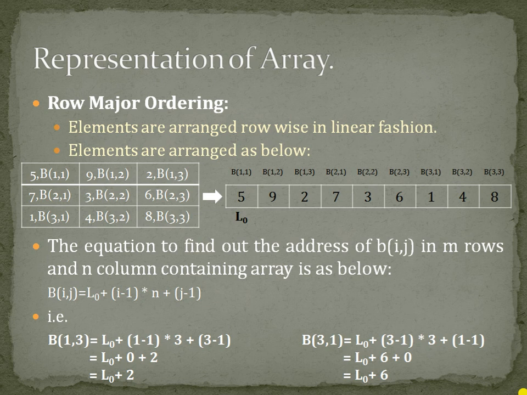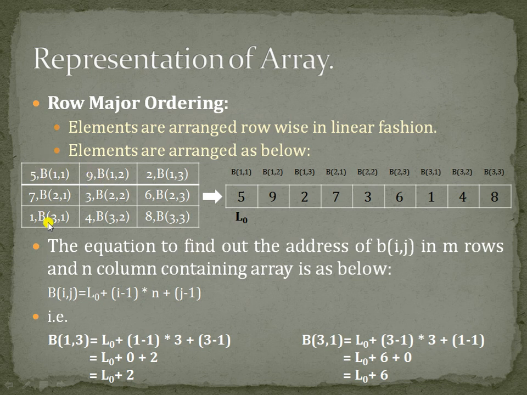Elements are arranged as below in row major ordering. As you can see over here, I have a two-dimensional array of 3 rows and 3 columns. The value written before the comma represents the value stored at that memory location, and the value written after the comma represents the location.